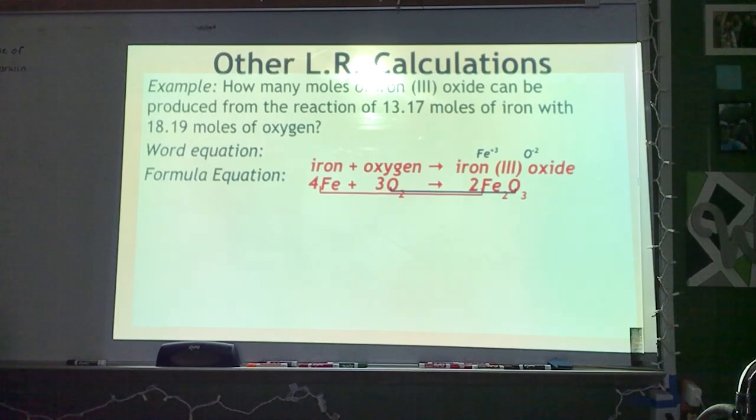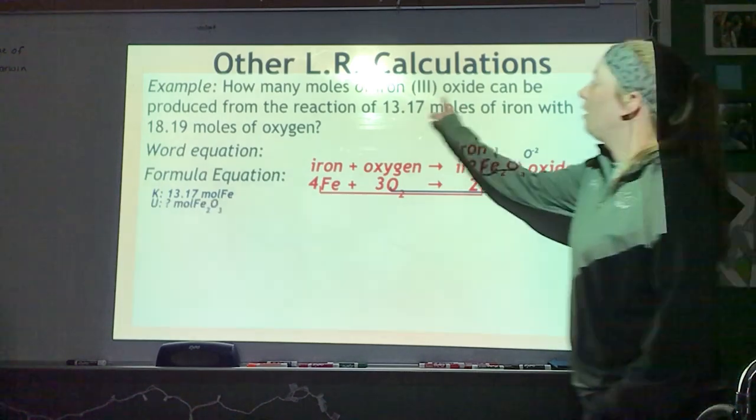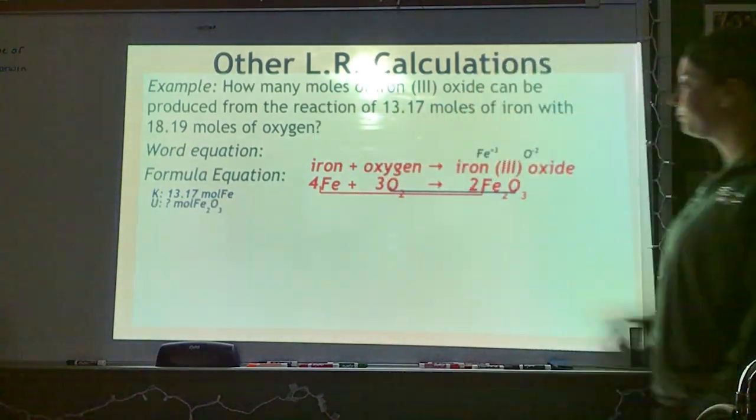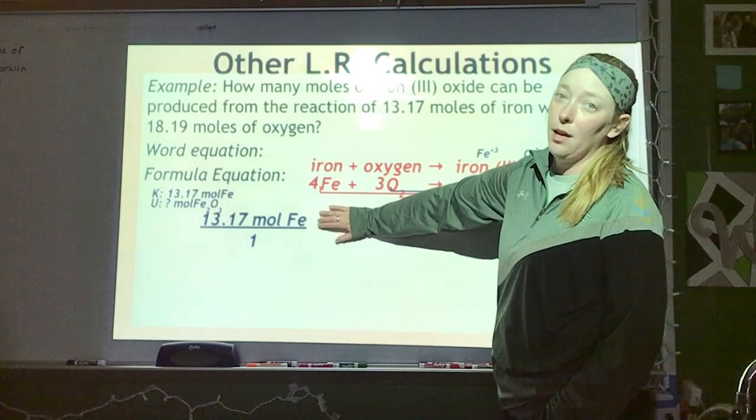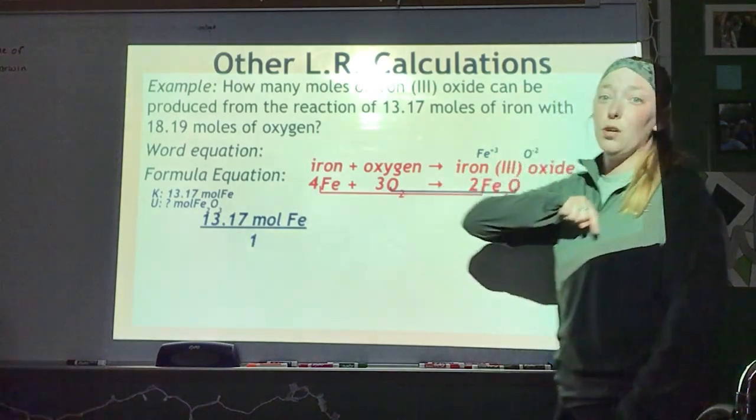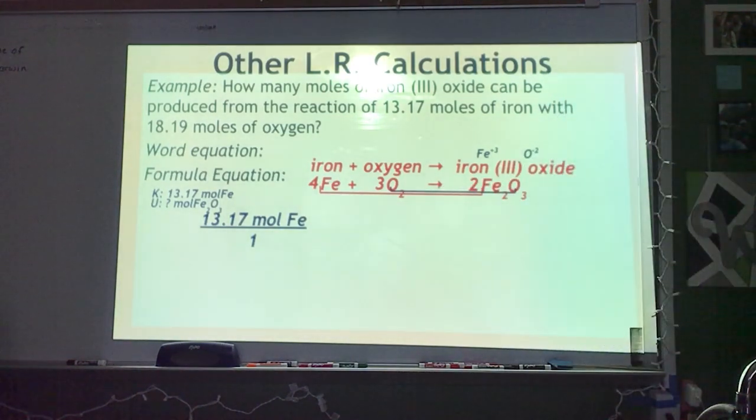Again, if you're still struggling in that, make sure you come see me so we can get this cleared up. Okay, so our first known is that 13.17 moles of iron. Our unknown is how many moles of iron oxide we have. So we start with what we know. We have 13.17 moles. Now, we're already in moles. That means we just need to convert from moles of known to unknown. This is just a mole-to-mole problem.